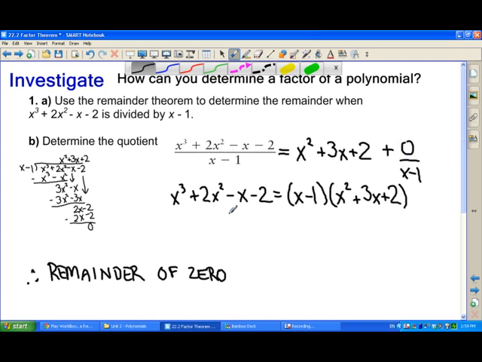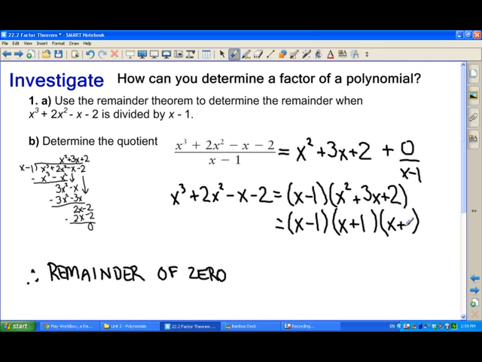So what I've really done by dividing this polynomial and ending up with a remainder of 0 is I've factored it. I've factored this cubic polynomial into a binomial of x minus 1 and a factor of x squared plus 3x plus 2. And I can go even further. I can keep factoring. We know how to factor this quadratic. I need to find two numbers that multiply to 3 and add to 2, and I think those numbers are x plus 1 and x plus 2.